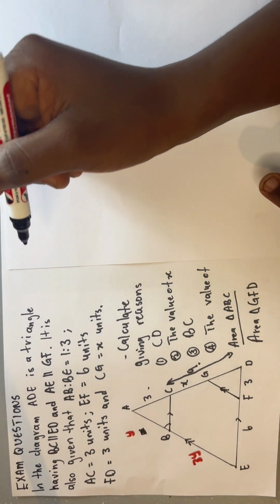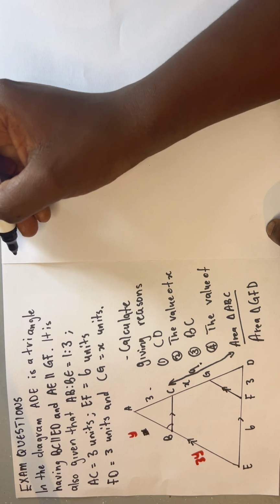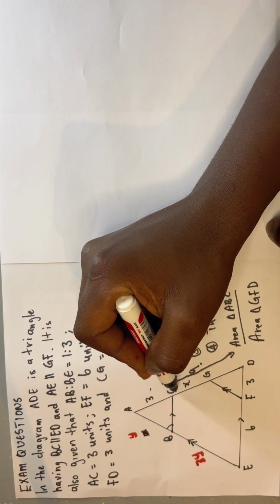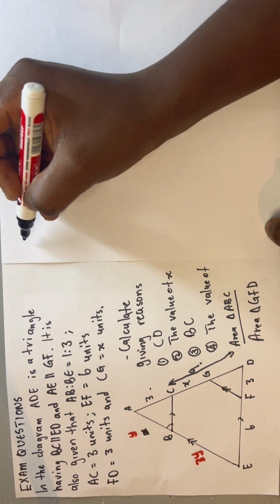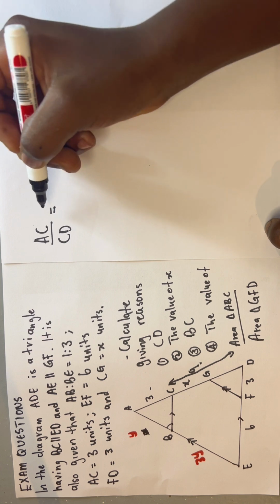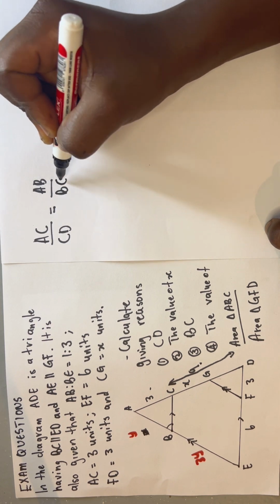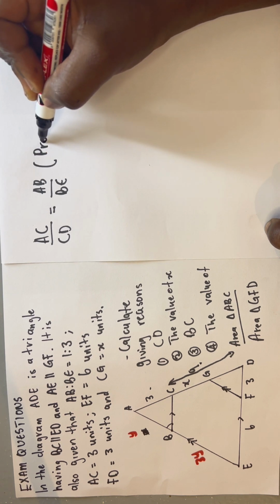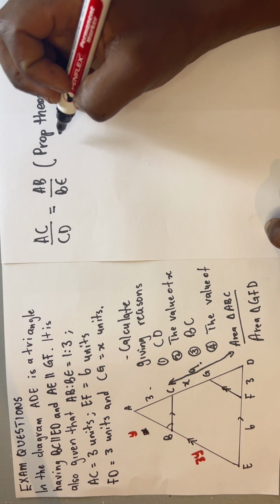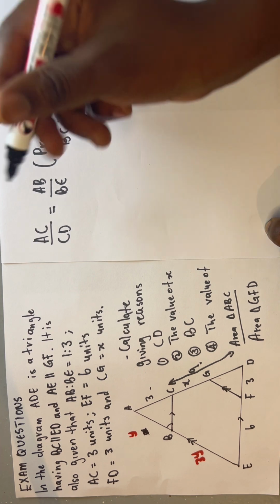Now the first question says calculate the value of CD, giving reasons. Since you already know AC, you can find the ratio of CD. So you can say AC over CD is equal to AB over BE. And the reason is the proportionality theorem, because we are given that BC is parallel to ED. That's why we are concluding on that.